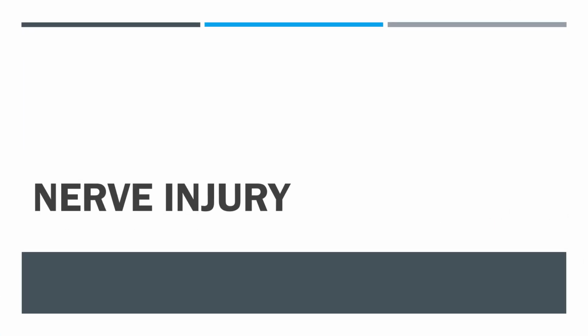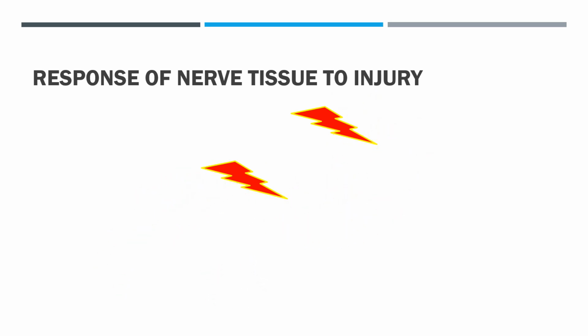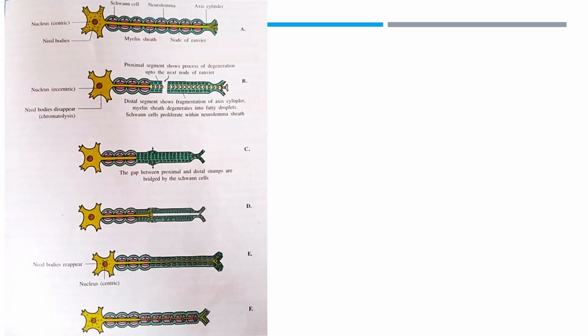Now let us learn a few things about nerve injury. So what is the response of the nervous tissue to the injury? The injury can happen either to the cell body or to the axon. If the injury is happening to the cell body, then it results in death of the cell. And if injury is occurring to the axon, the following changes happen.